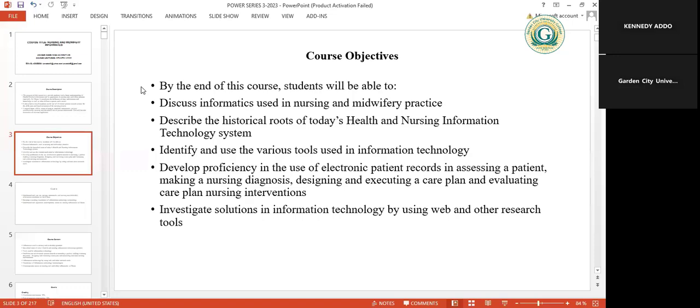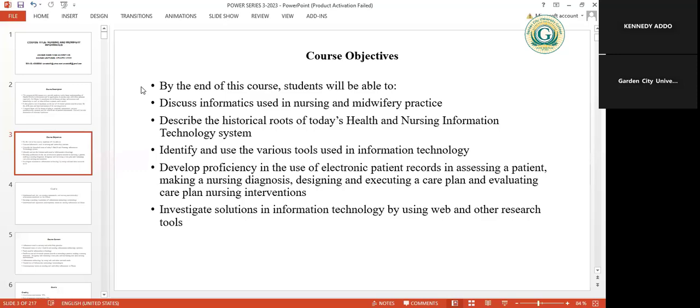Subsequently, course objectives. By the end of this course, students should be able to discuss informatics used in nursing and midwifery practice. So we are going to look at the activities nurses perform with regards to the applications of technology in nursing and midwifery. We are also going to look at the historical roots or antecedents of nursing and midwifery informatics, especially as we scrutinize the various theories or authors looking at the evolution of nursing informatics.